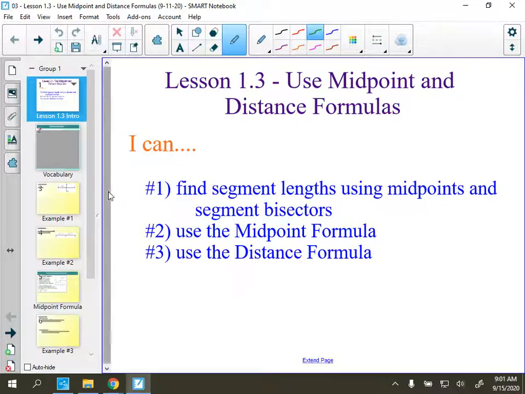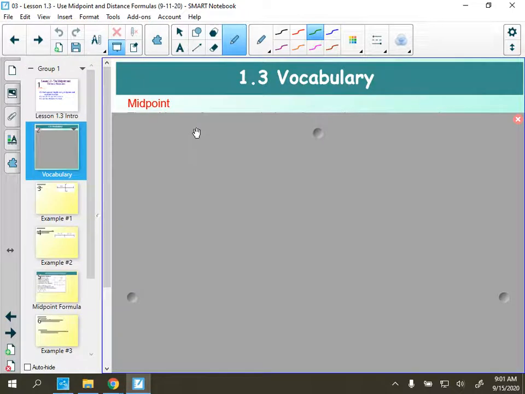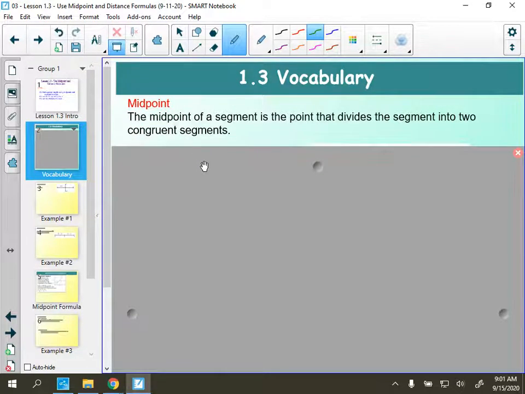So the first thing, let's get that vocab out of the way so we can have an idea of what we're talking about here. First thing, midpoint. Okay, the definition is it's a point. It's kind of all in the name there as far as hopefully understanding what's going on. We got a midpoint. It's a point in the middle. It divides a segment into two congruent segments. All right, so it's right in the middle.